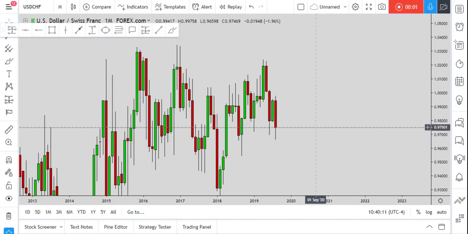Good evening traders, let's speak about USD CHF. Now I already did a breakdown on this pair, however I will go through it again quickly.